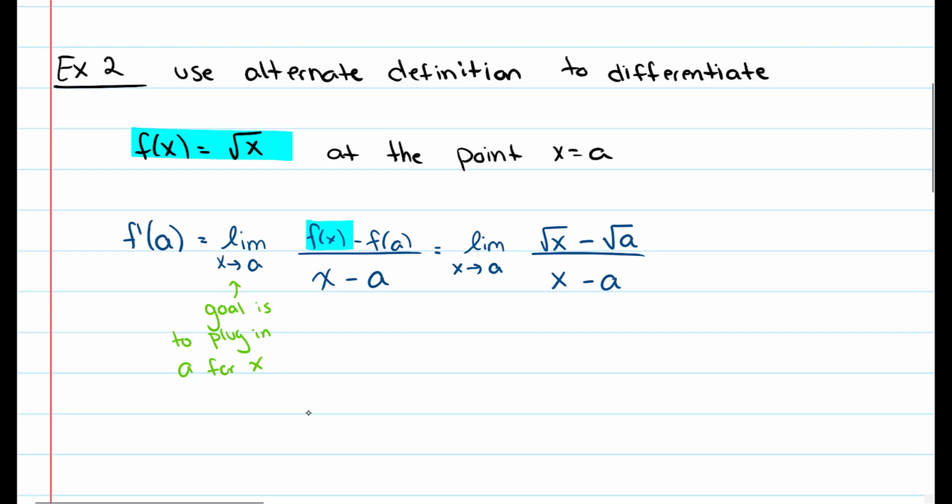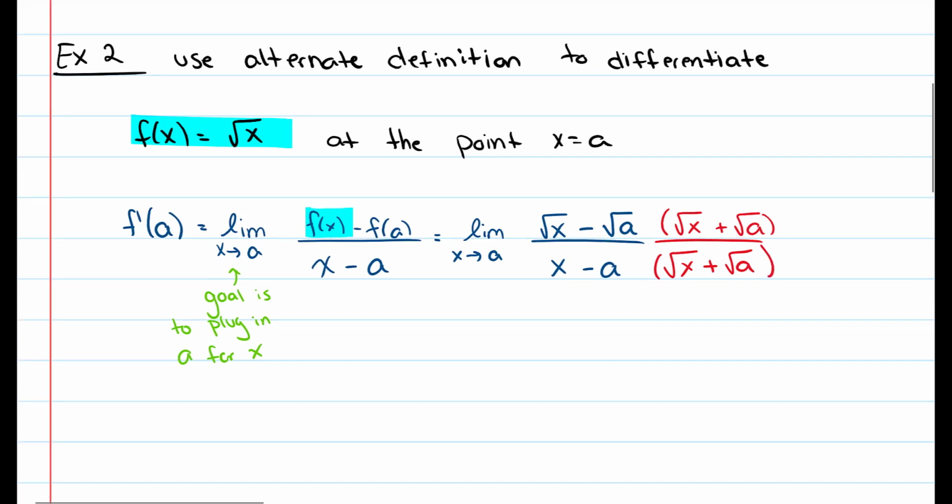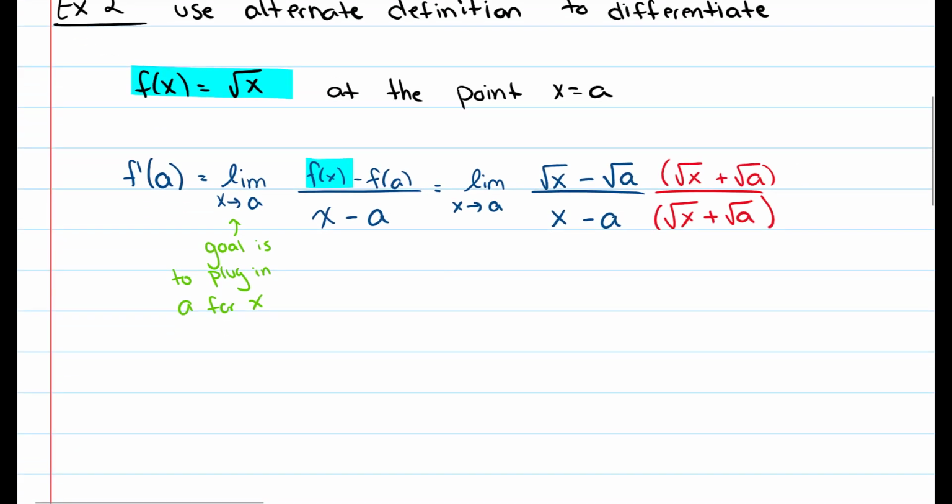So whenever you have a square root, the typical thing to do is multiply by the conjugate. So the conjugate of the numerator is the same thing with an opposite sign. And so now when you multiply those, you're going to get the limit as x approaches a of x minus a divided by parenthesis x minus a, parenthesis square root of x plus square root of a.